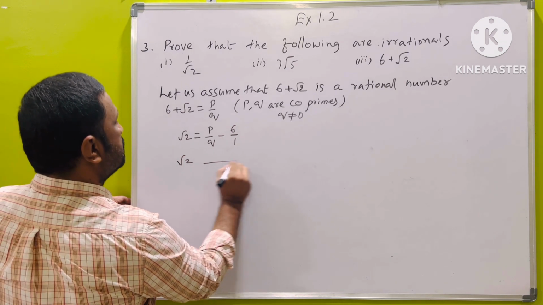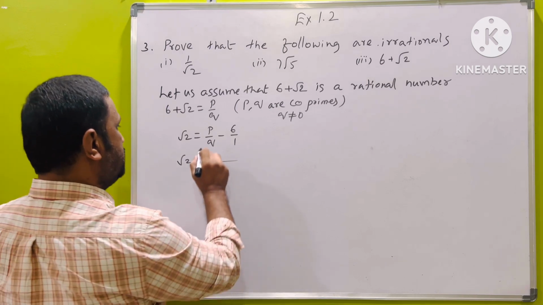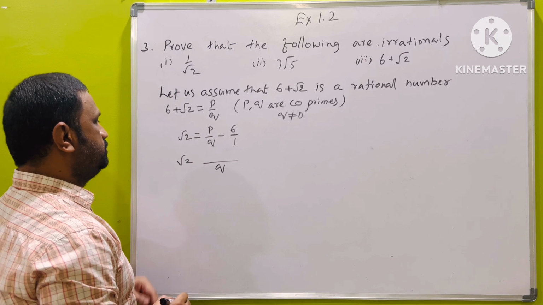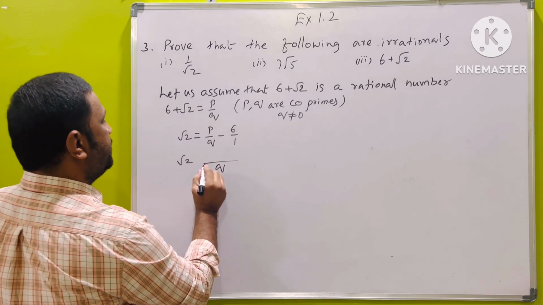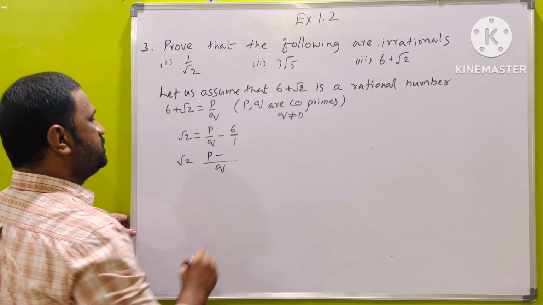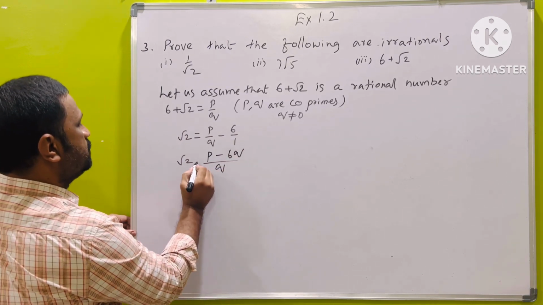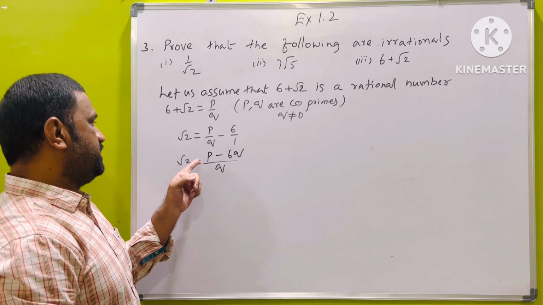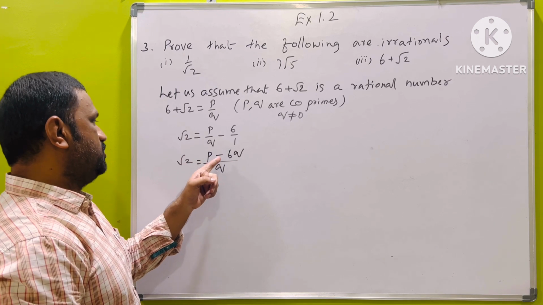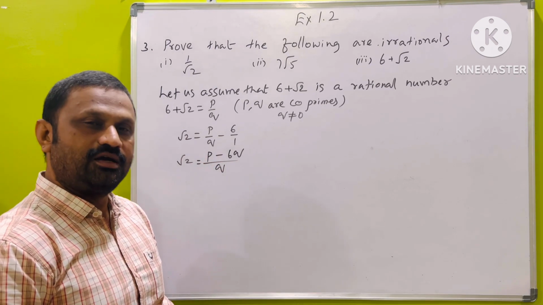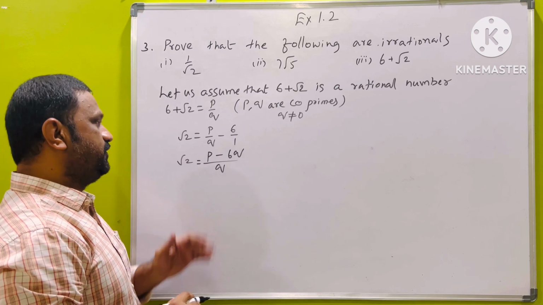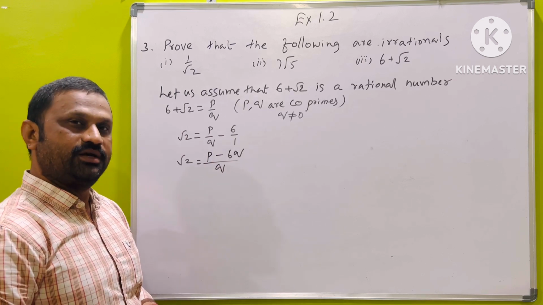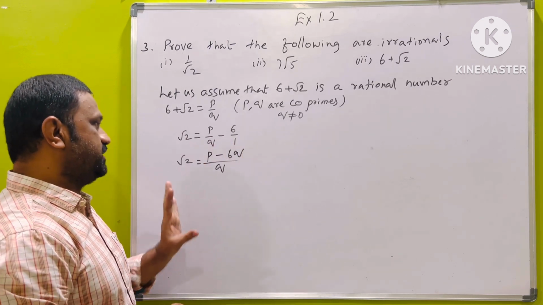Now find the LCM of q and 1. What is the LCM? q. Now cancel p by q into q, I will get p. Now 6 by 1 into q, 6q. Root 2 is equal to p minus 6q by q. Observe here, in the right hand side we have 6, p and q. These are all integers. If we substitute p and q with some integers, we will get this whole part as a rational number.